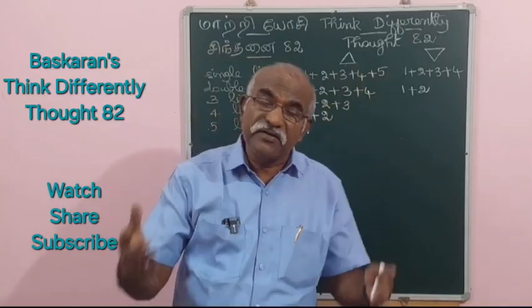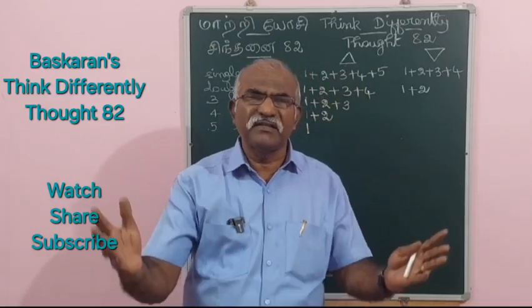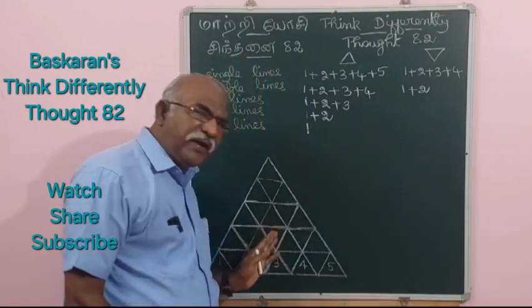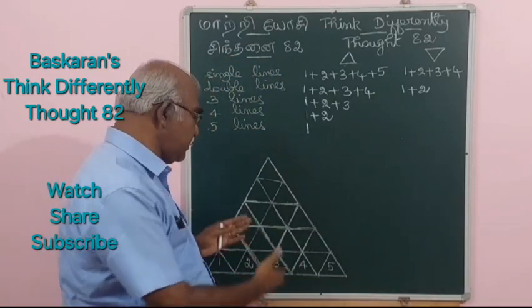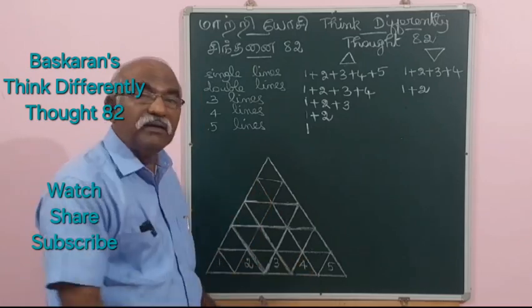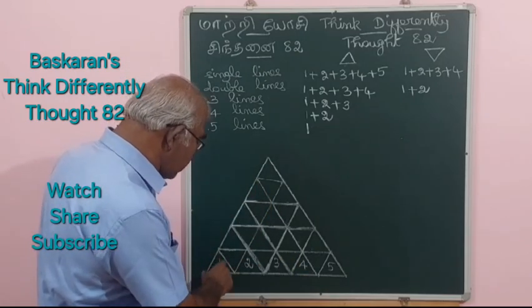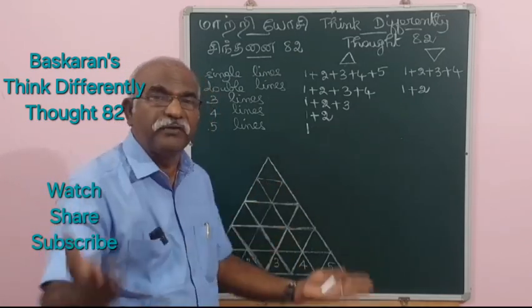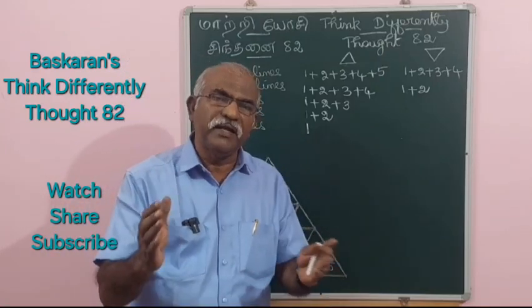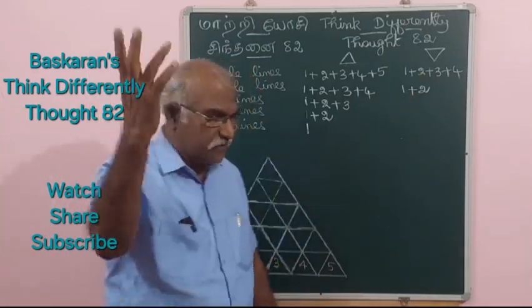Thought 82 is an interesting problem frequently asked in almost all the competitive examinations. You have to find the number of triangles in this given figure. The triangle is divided into 5 parts, 1, 2, 3, 4 and 5. You have to find the total number of triangles, smaller and bigger triangles in this figure.